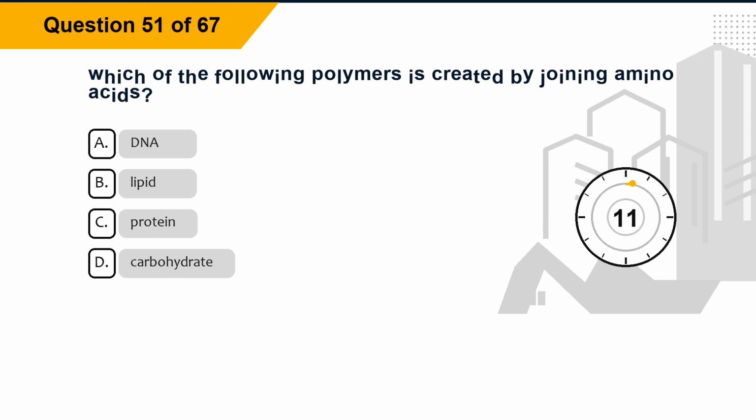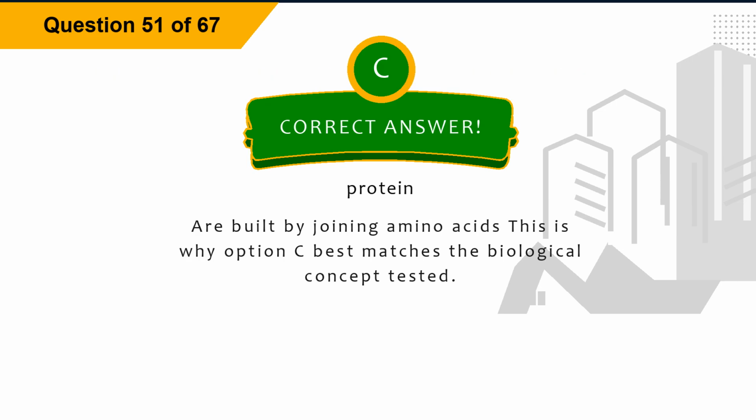Question 51. Which of the following polymers is created by joining amino acids? Option A, DNA. Option B, lipid. Option C, protein. Option D, carbohydrate. The correct answer is option C, protein. Explanation. Proteins are built by joining amino acids. This is why option C best matches the biological concept tested.